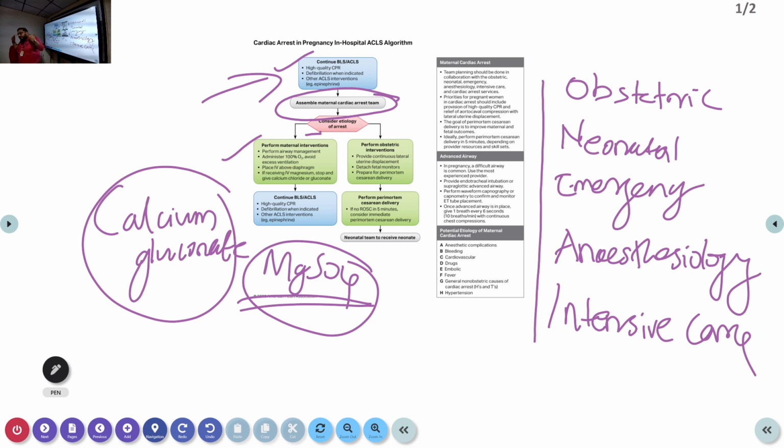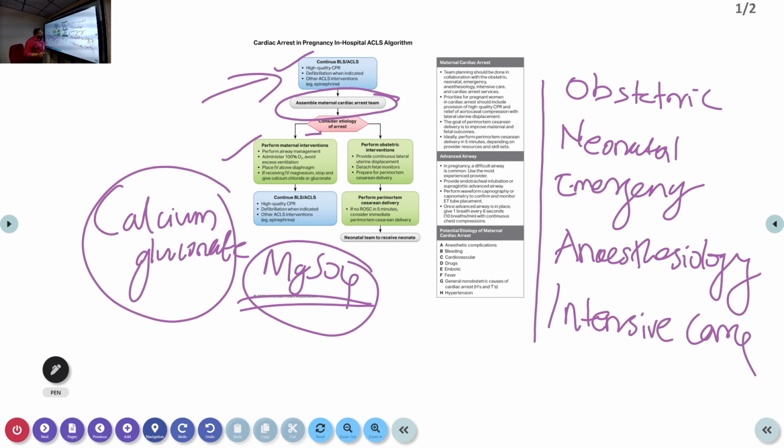We are continuing with our routine ACLS protocol, and we assume that if the patient was on magnesium sulfate, it may be due to toxicity, so we stop magnesium sulfate and give calcium gluconate. The next important thing to remember is lateral uterine displacement. Very, very important, because the blood pressure may already be on the lower side, and on top of that venous return is also impaired. So there is no venous return going to happen. So we have to do lateral uterine displacement and detach fetal monitors.